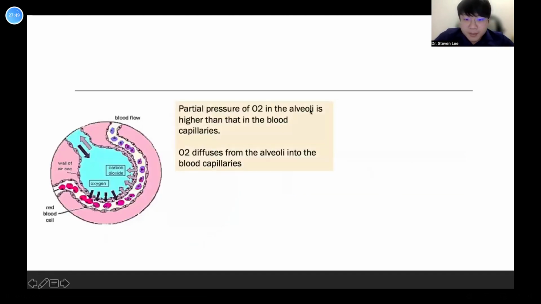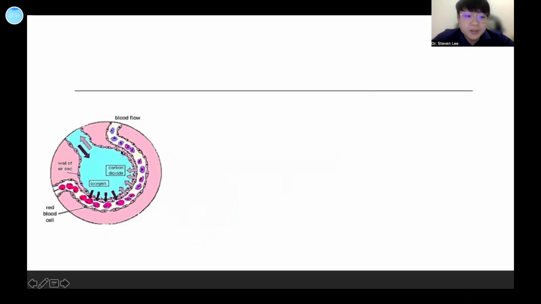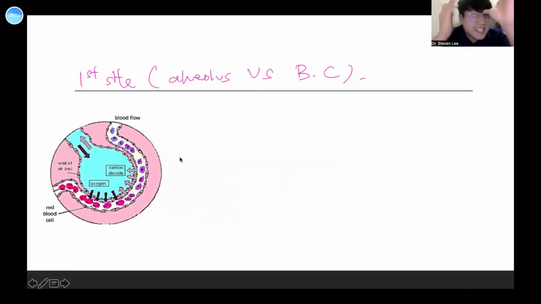Okay, before this, I don't open this first. Okay, right, I show you this. So this is the first side, which is obviously in between the alveolus and the blood capillary. Okay, right? So this is alveolus versus blood capillary. First of all, this is something that is very easy.